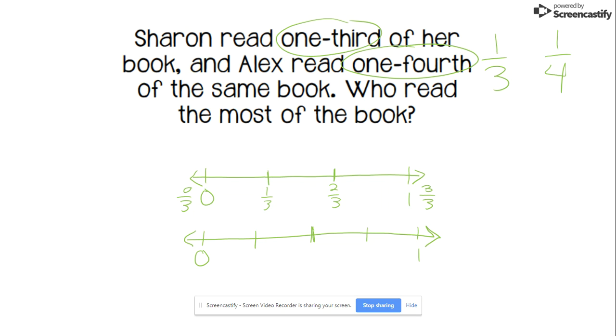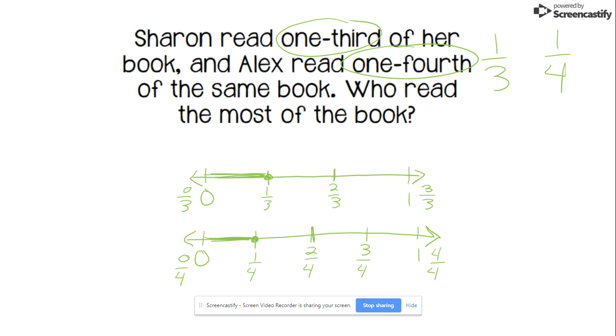Again, that fraction 3/3 is equal to 1 whole because it has the same number in the numerator and the denominator. Same thing with 4/4. It equals 1 whole. So I'm going to plot where 1/3 is and where 1/4 is. If I were to shade from 0 to 1/4 and from 0 to 1/3, the line from 0 to 1/3 is a little bit longer.